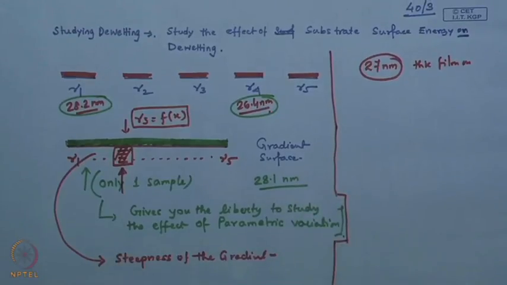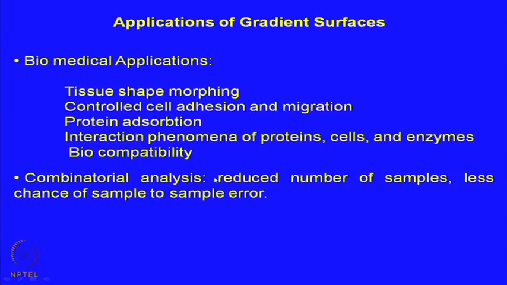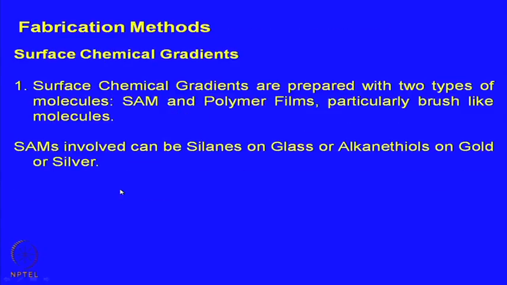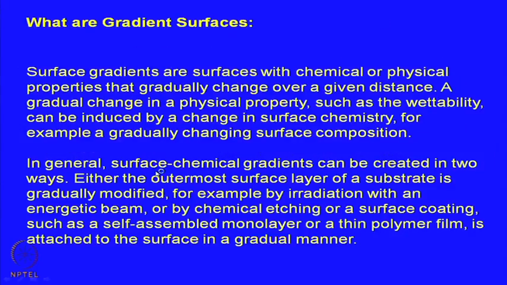This type of analysis is known as combinatorial analysis, and as you can see, it significantly reduces the number of samples and the chance of sample to sample error. So, this is where one of the major advantages of gradient surfaces comes in experimental studies related to nanoscale or mesomechanical systems. From the standpoint of fabrication, we need to understand some techniques by which these gradients can be created, and as I have told, there can be two types of gradients, the chemical gradients or the topographic gradients.